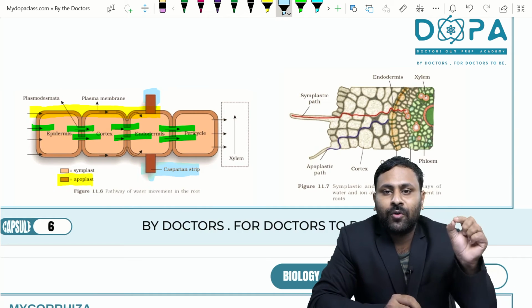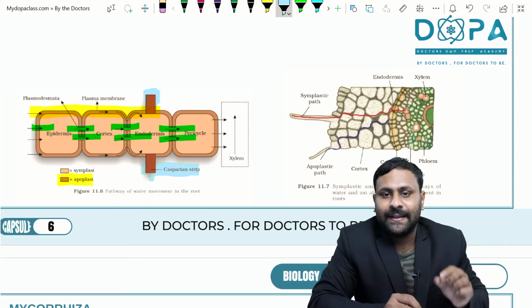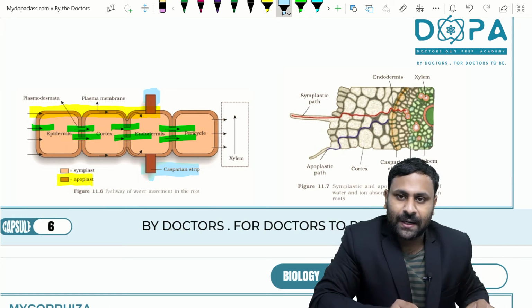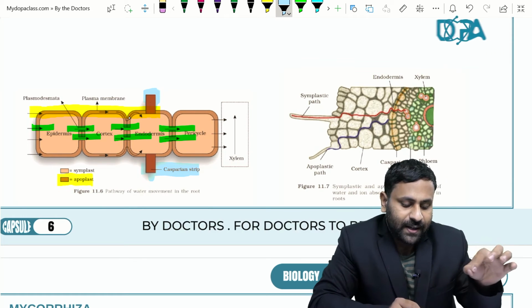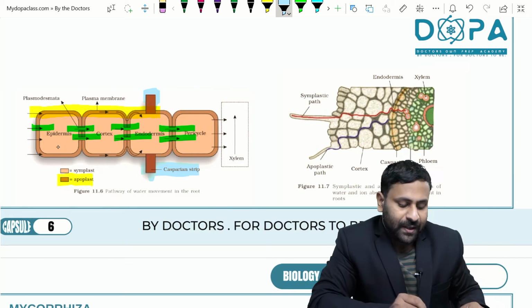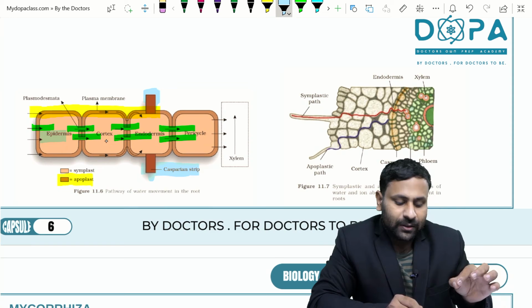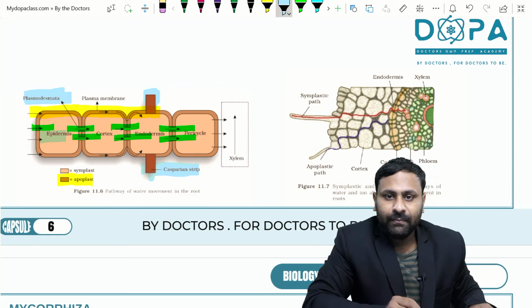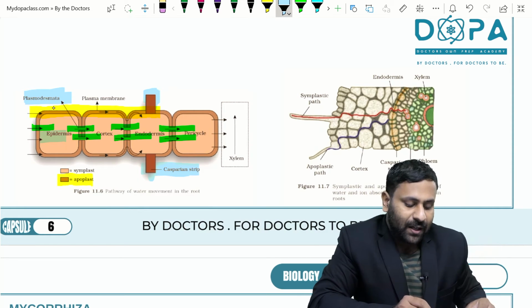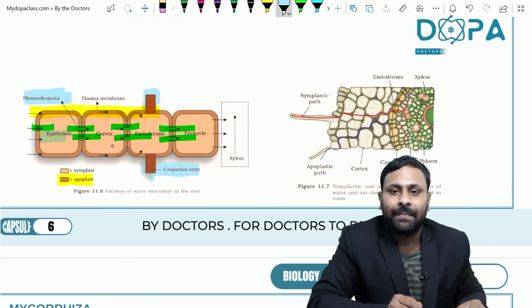Apoplast pathway means water molecules move through intercellular space and cell wall. It is a fast movement. There are no barriers except the Casparian strips. If Casparian strips are present, then water molecules move into the inner layer through the symplast pathway. Symplast pathway means water moves from cell to cell through plasmodesmata. There is an opening called plasmodesmata. Through plasmodesmata, water molecules move. That is called the symplast pathway.